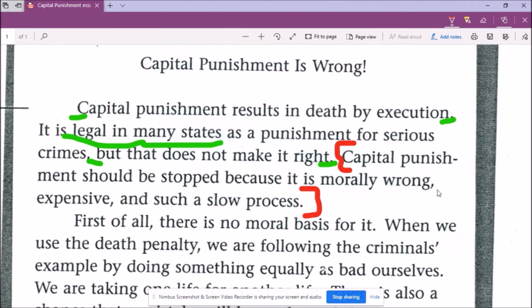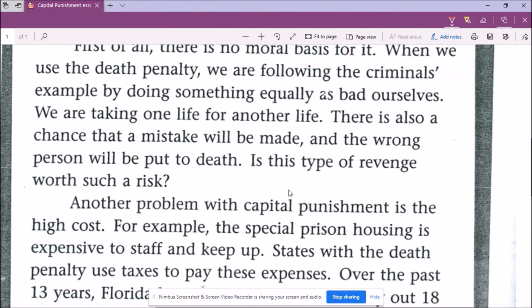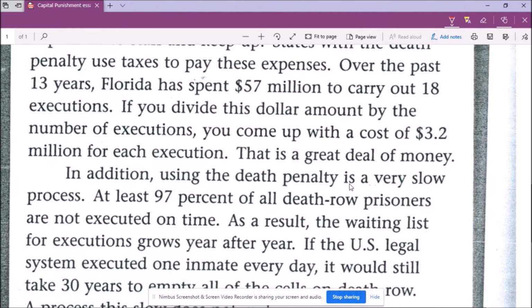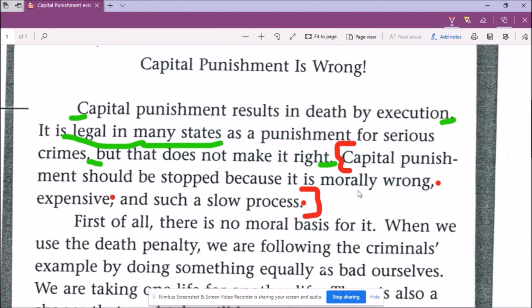So they're going to argue that it's morally wrong, which you can see is right here. They're going to say that it's expensive, which is right here. And they're going to say that it's a slow process. And if you go down to the topics, you can see there's no moral basis for it. So that's morally wrong. You can see it has a high cost, so that means expensive. And then finally, it's a very slow process. You can see that those 3 paragraphs are about those things, and notice that they are in order. Morally wrong is the first body paragraph, the expensive part is the second body paragraph, and the slow process is the third body paragraph.